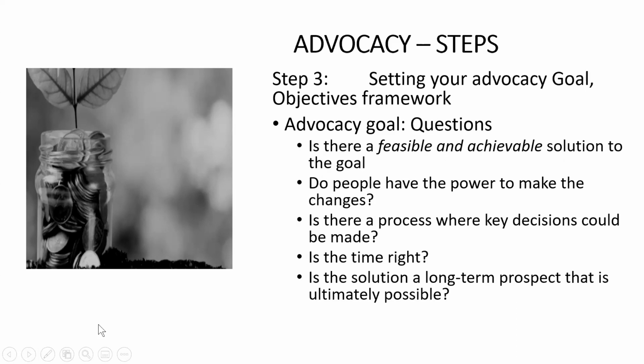Another question is, how feasible and how achievable is the solution to the goal? Do people have the power to make the change? That applies to your decision makers, or the people you've identified as influencers or decision makers. Do they have the power to make the change? Is your target willing and empowered to make the change? Is there a process where key decisions could be made? What are the processes for decision making in the government, organization or institution that you are targeting?